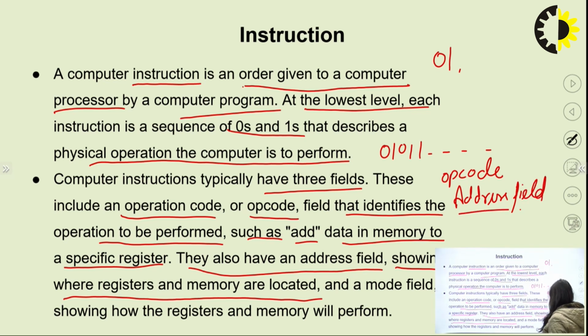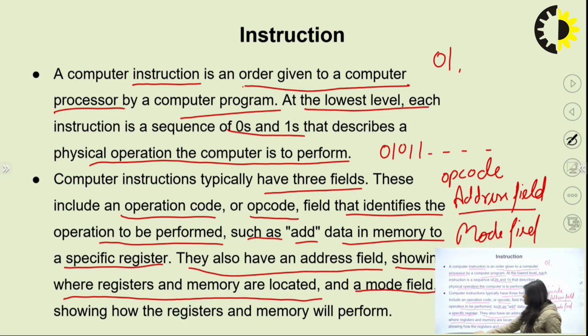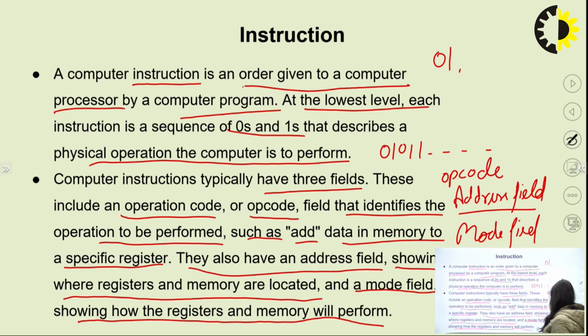An address field shows where the register and the memory are located for the instruction, and the third part is the mode field, showing how the registers and memory will perform. The mode field shows how the register and memory will perform a task. Okay, so this was the basic introduction of any instruction.